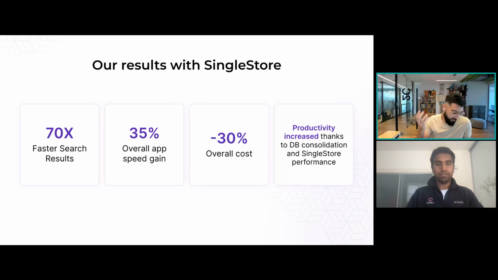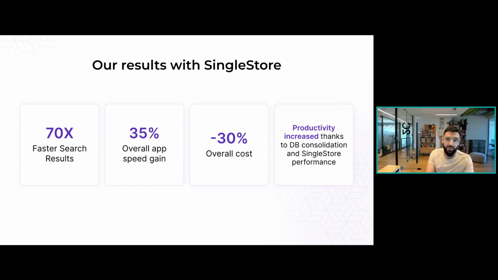And we basically had a lot of success with our migration and with our technology choice. Search results are, in some cases, 70 times faster. Overall, our app gained a speed up of 35%. Some pages are much faster, and some are a little bit faster, but 35% overall was incredible for us. We also saw a 30% overall cost of ownership decrease over all the databases that we were operating before.